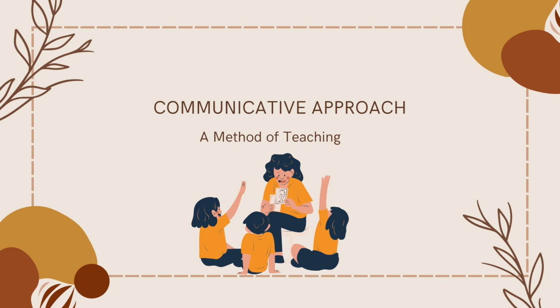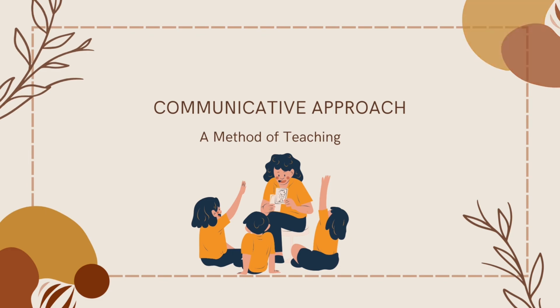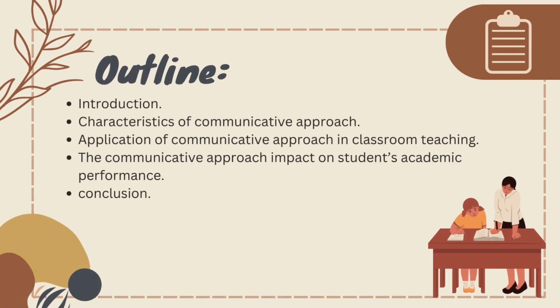As we studied before the 9 approaches, no, we studied 8, but this is the final approach, which is the communicative approach. So let's go to our outline. Our outline is introduction, characteristics of the communicative approach, application of the communicative approach, then we will move to the communicative approach's impact on students' academic performance. Then we will finish.